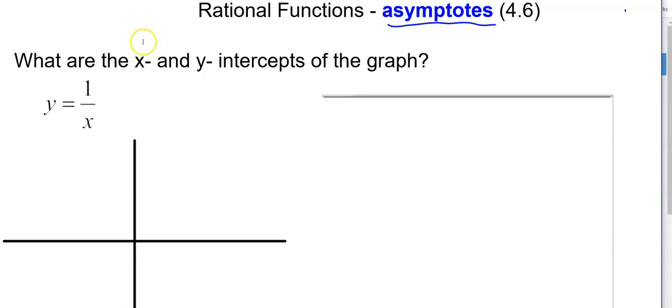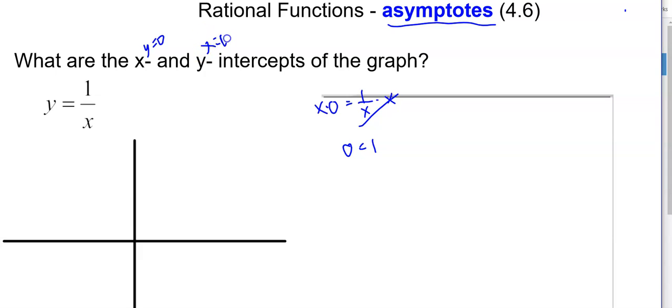So to find the x-intercept, you want to plug in y equals 0. So in this case, that would be 0 equals 1 over x. Multiply both sides by x. That cancels. X times 0 is 0, 0 x 1. It doesn't look like there are any x-intercepts in this one.